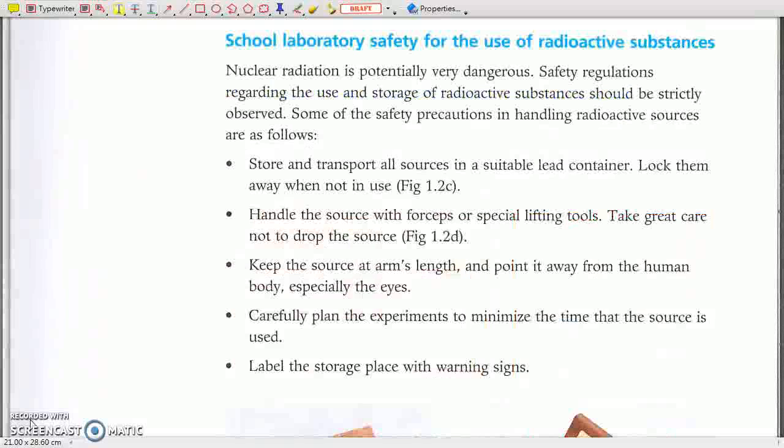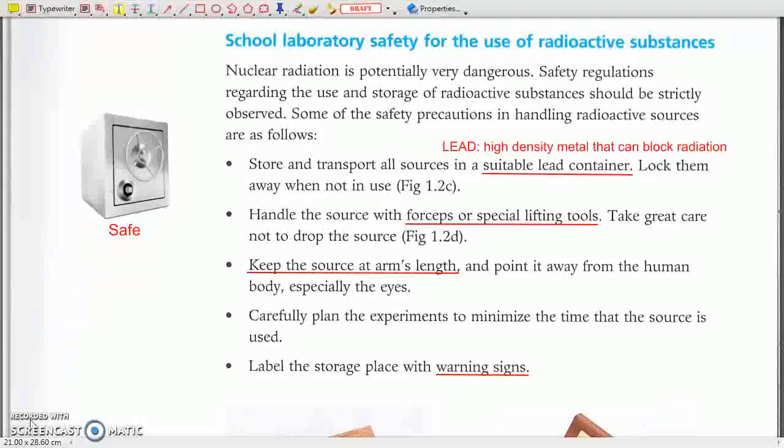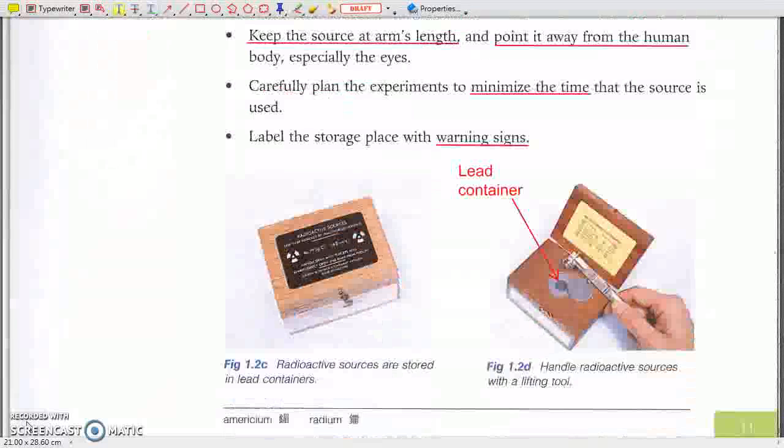School laboratory safety for the use of radioactive substances. Radioactive sources are stored in a lead container with warning signs and locked in a safe. When handling radioactive sources, we use special lifting tools, which is a pair of special forceps. Do not direct the source to anyone and do not try to examine the source directly. Lastly, these experiments should be as short as possible, with careful planning beforehand.